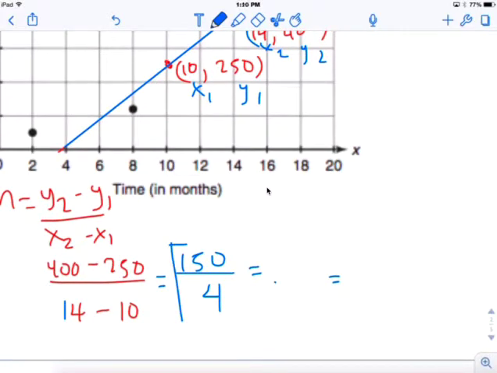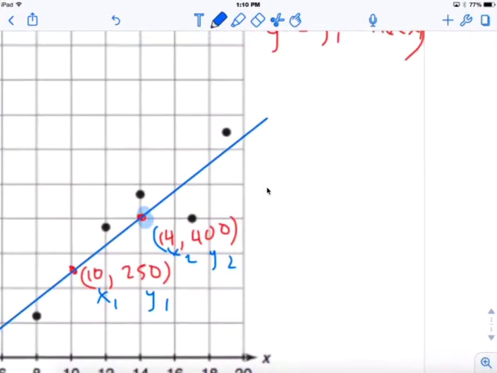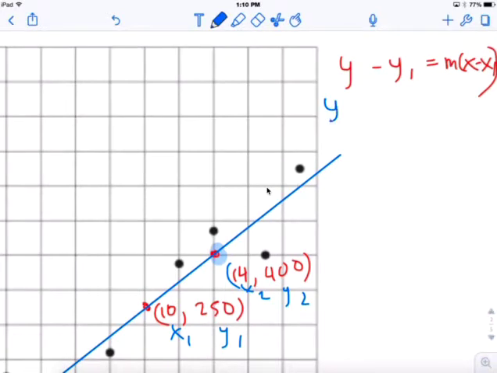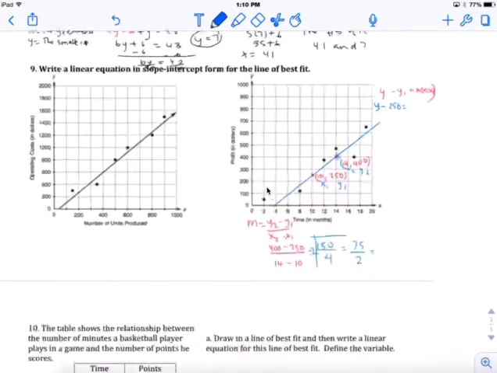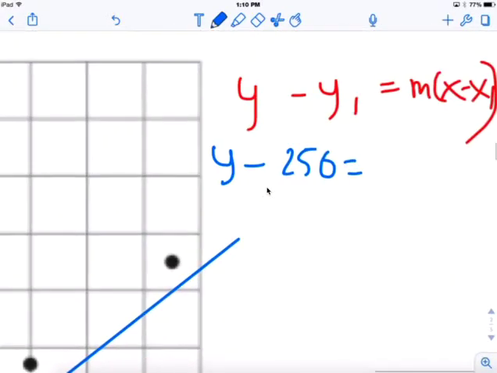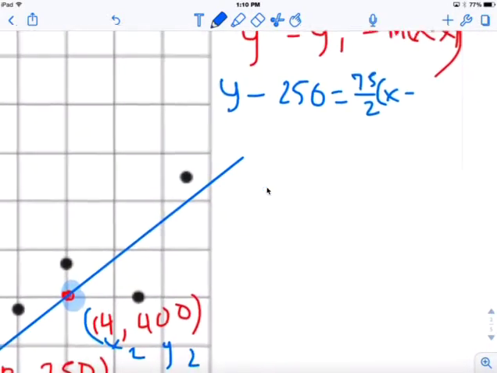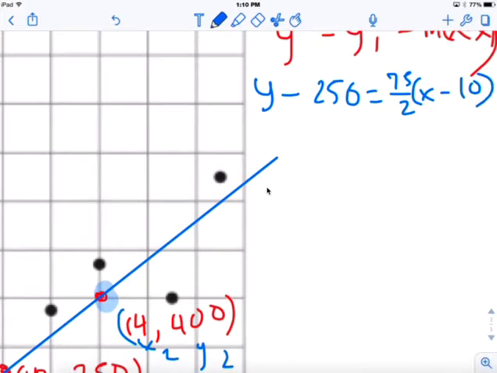Well, these can divide by 4. 4 into 50. How many times? No, it doesn't go in evenly. Let's reduce it by 2. We get 75 over 2. Okay. We'll use 75 over 2. Y minus y1, which is 250, equals 75 over 2, parentheses x minus 10. Now that's an easy one too.